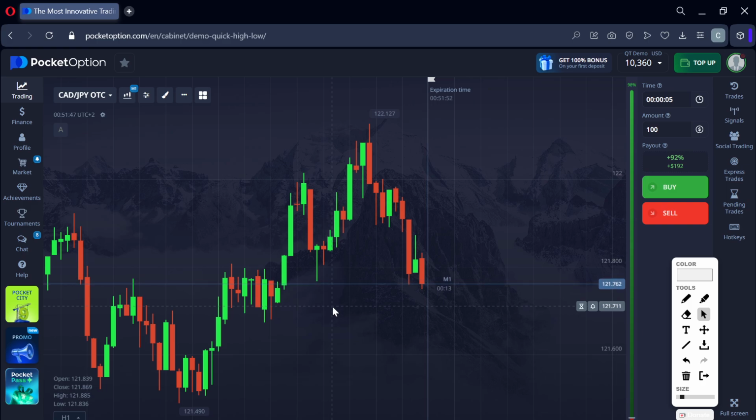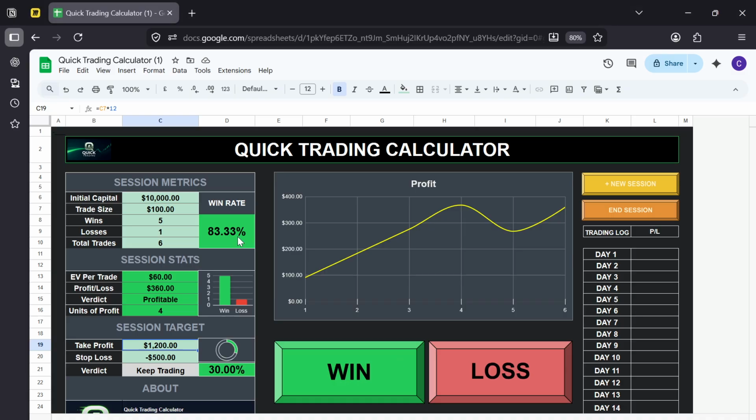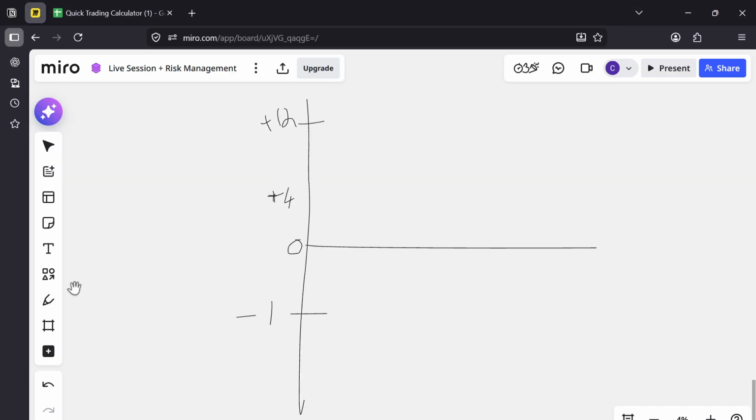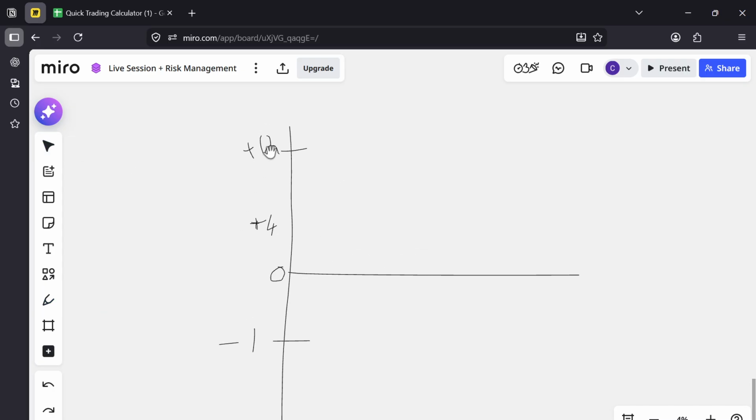We're having an absolutely splendid session so far. 83% win rate. Let's see if we can continue this. We obviously know that worst case scenario out of this session, we walk away with only having lost 1 unit. Right now we're in a very favorable position, 4 units up, so we can continue to grow this towards the +12 take profit. And that's exactly what we're going to be doing.